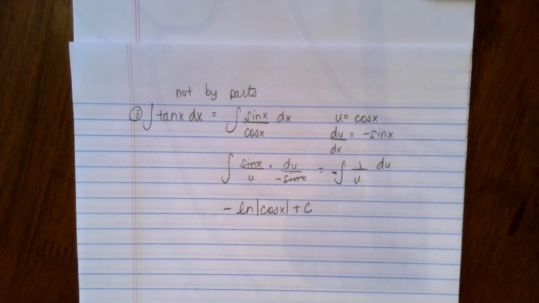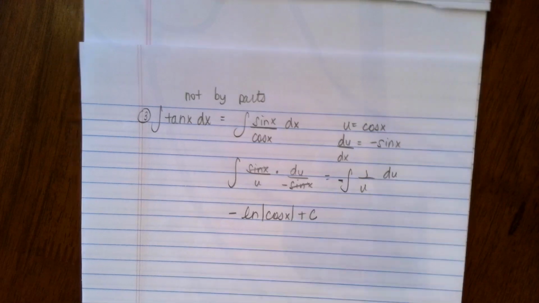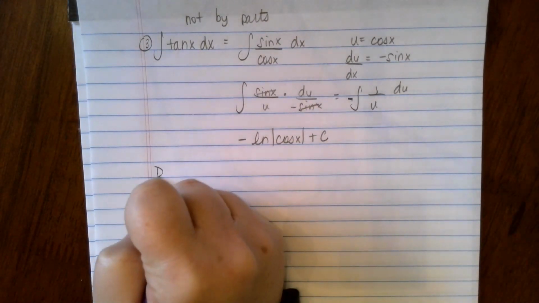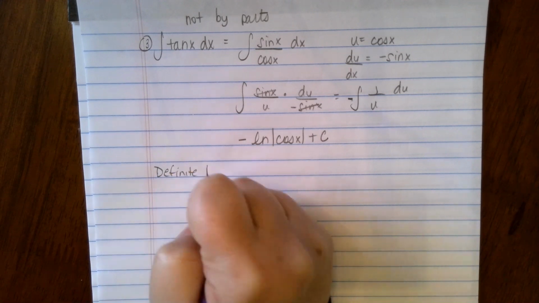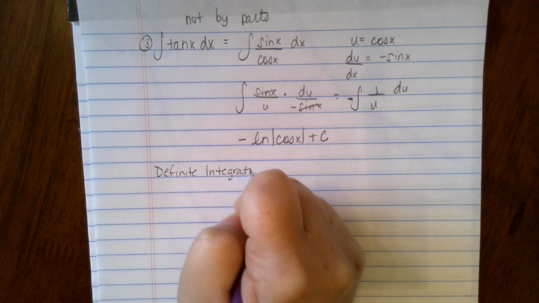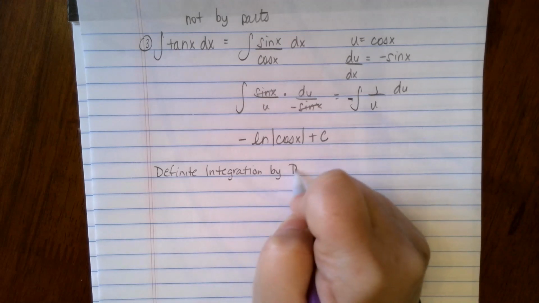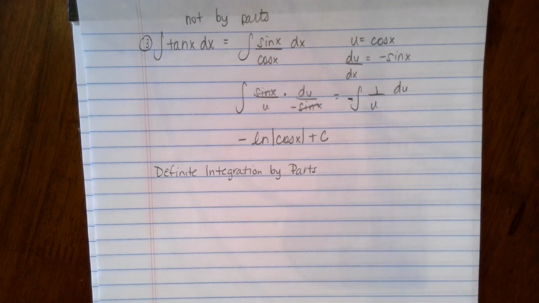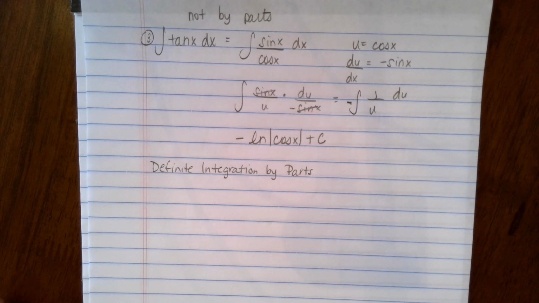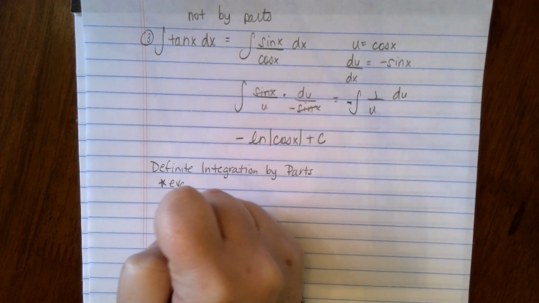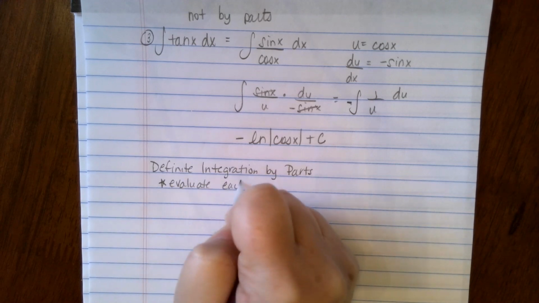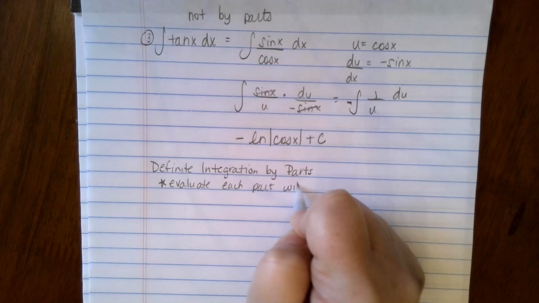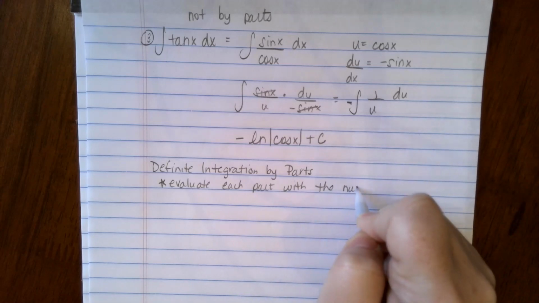All right, we have one more example before you can get started with your homework. And that is going to be definite integration by parts. What you're going to do with definite integration by parts, meaning that there's going to be numbers at the top and the bottom of your integration, is evaluate each part with the numbers.